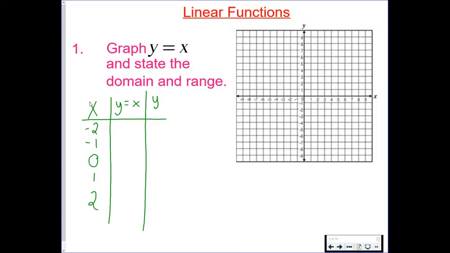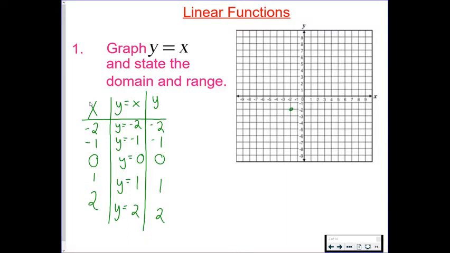Then I plug it in. For x of -2, y equals -2. Plug in my x value, -1: y equals -1. Plug in my other x value of 0, y equals 0. Plug in x of 1, so y is 1. And plug in the last x value of 2 to get y is 2. And that's our table. Now I'm going to go ahead and plot those points on my coordinate plane.